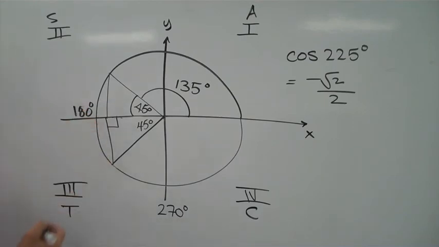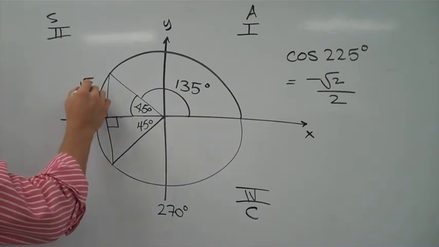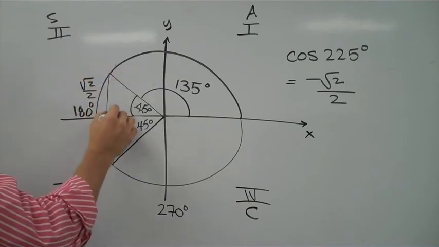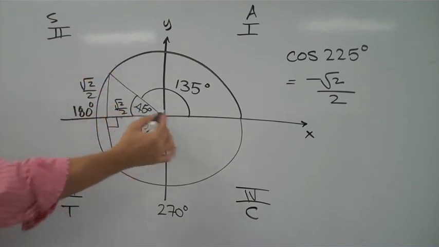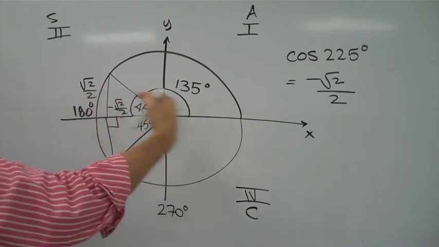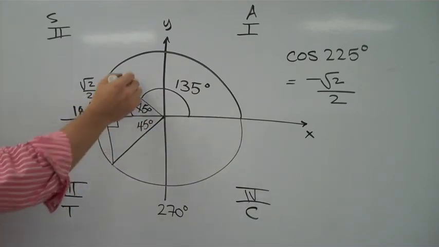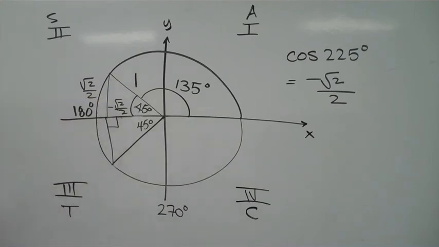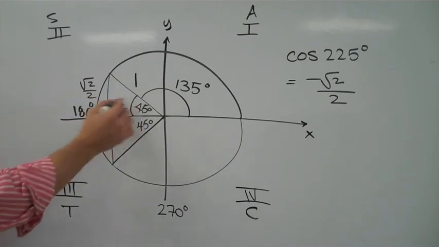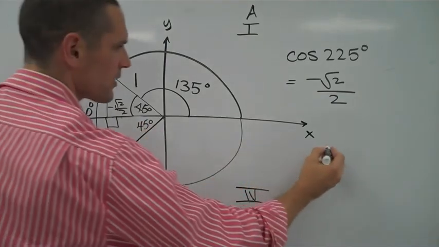Well, again, with a 45, 45, 90 triangle, we have the square root of 2 over 2 for this side, and the square root of 2 over 2 for this side. Here, again, I'm going in the negative direction for x, so my sign here is negative square root of 2 over 2. My hypotenuse or my radius is 1. So my cosine still is negative square root of 2 over 2.